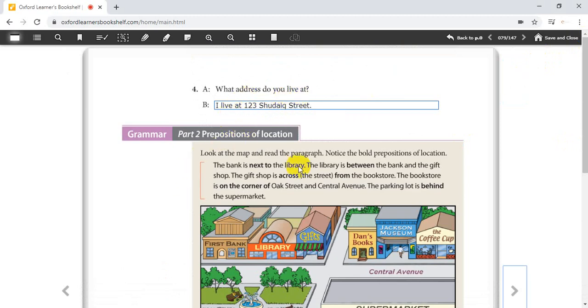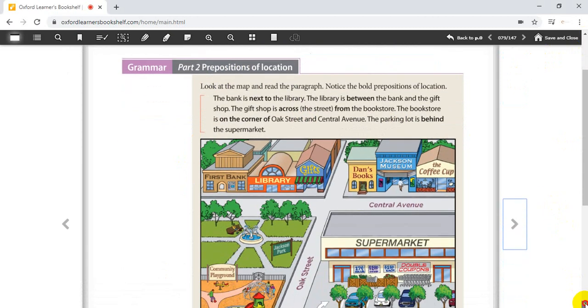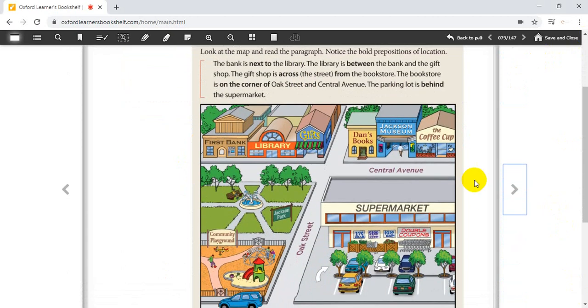Okay. Part 2, prepositions of location. We have already done them, but I will give you a very quick review using this map, which is a very good example. Look at the map and read the paragraph. Notice the bold prepositions of location. The bank is next to the library. This is the bank. This is the library. So the bank is next to the library.